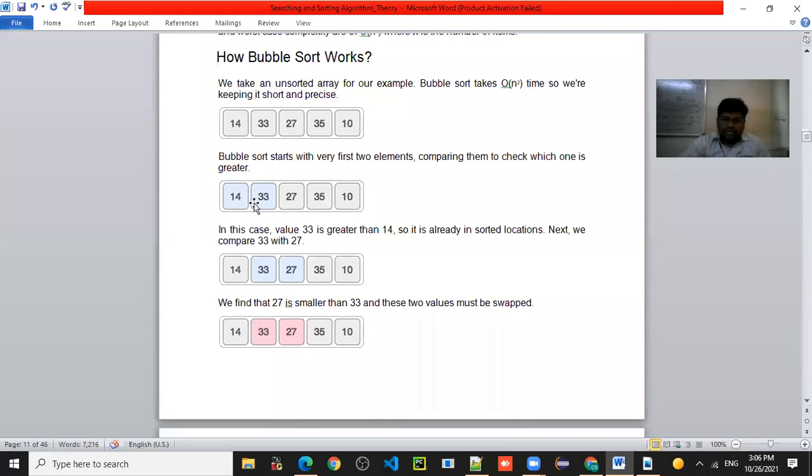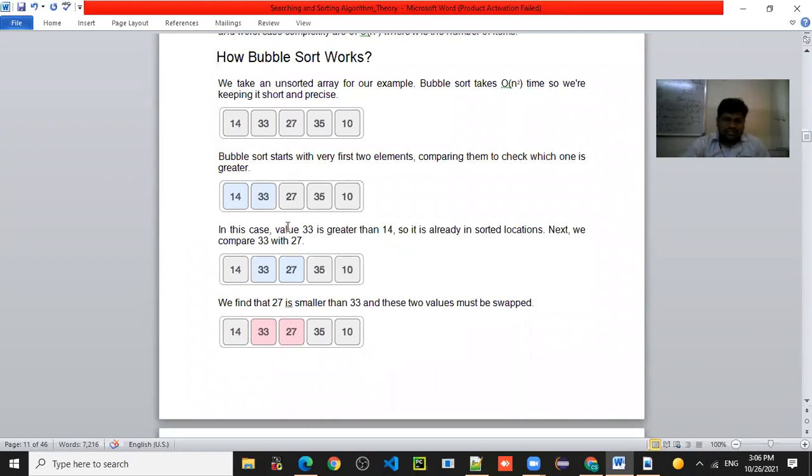ते पहिले 2 एलिमेंट आपण कन्सिडर करतो आणि ते दोन्ही कंपेअर करतो पहिल्यांदा. हे दोन्ही कंपेअर केल्यानंतर so which one is greater, so that we will identify, and the smaller element we are keeping at the left side. Smaller element आपण कोणत्या साइडला ठेवतोय? तर लेफ्ट साइडला. इथं आपण 14 आणि 33, so 14 and 33 we have compared.